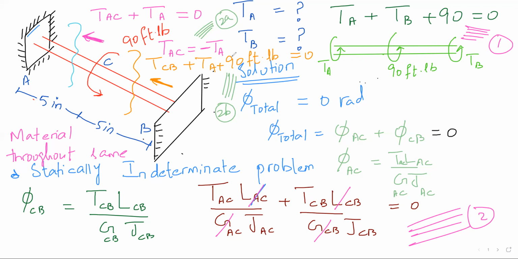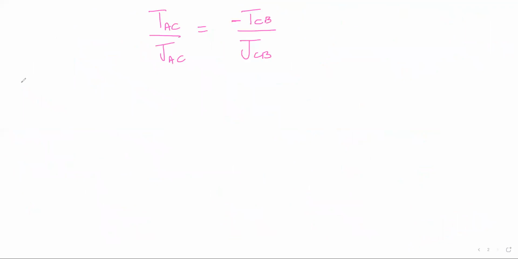In fact, when we see the answers, you will be right. But I am just coming up with probably wrong intuitions right now. That's fine. So 6, 5, 4, 3, 2, 1. I will say TAC comes out to be negative TA and TCB comes out to be negative TA minus 90.